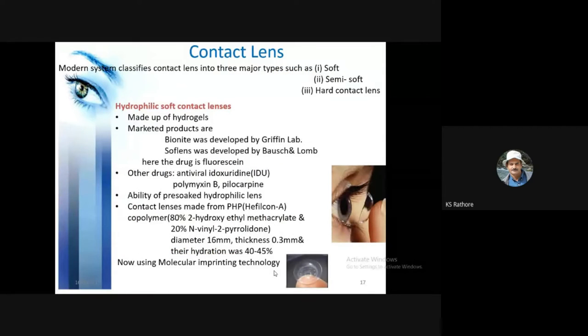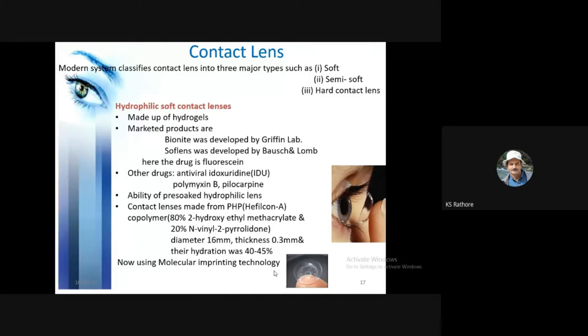Now we study one by one these recent advancements. Contact lenses. The modern system classifies contact lenses into three major types: soft, semi-soft, or hard contact lenses. But generally, hydrophilic soft contact lenses are used for drug delivery, and also for visual acuity.